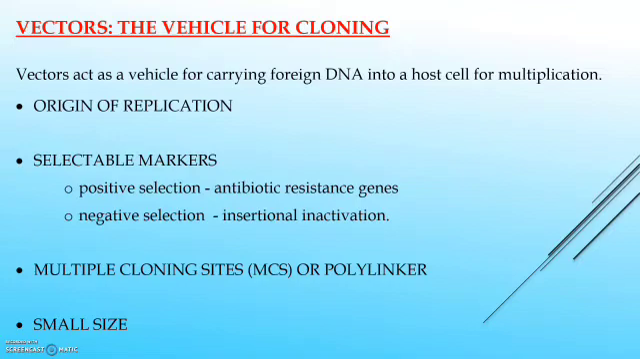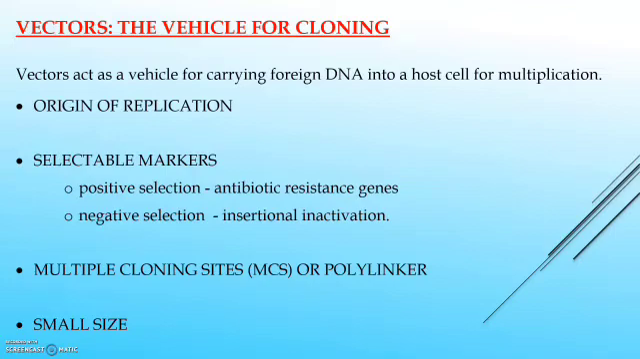The vector should have a site specific for cloning the foreign DNA fragment, provided with one restriction site for most of the commonly used restriction endonucleases. All these unique restriction sites are grouped together in a small region of a vector known as multiple cloning sites. And the next character is small size. Relatively small vectors are more desirable because they increase the transformation efficiency and are easy to manipulate. Small size also aids purification procedures to obtain intact plasmids.